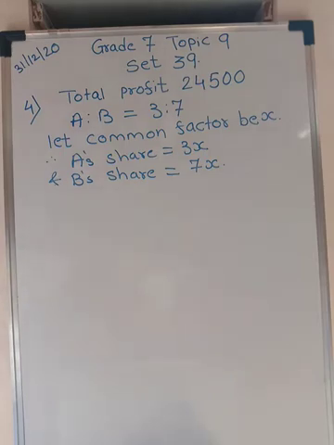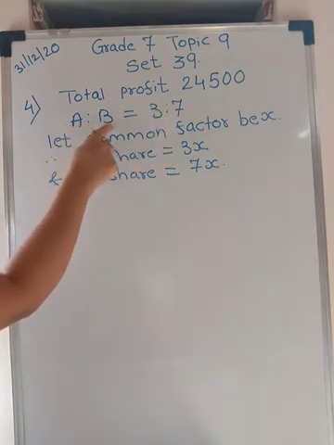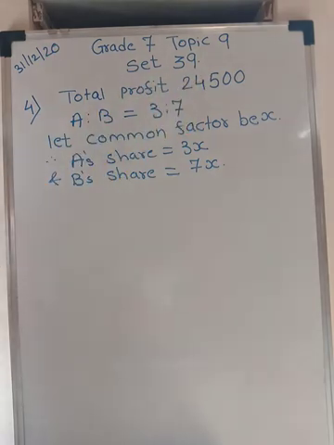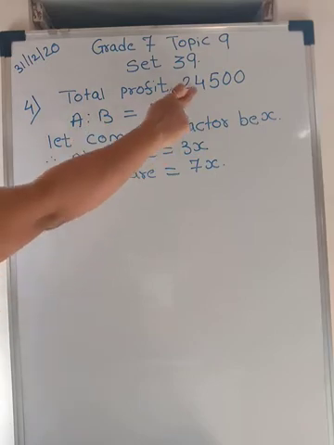Now see, A and B shared a profit of 24,500 rupees in proportion 3 is to 7. Now 3 is to 7 is the ratio of proportion of A is to B. Now what total profit they have got is 24,500. So A is going to get 3 parts and B is going to get 7 parts of this profit.